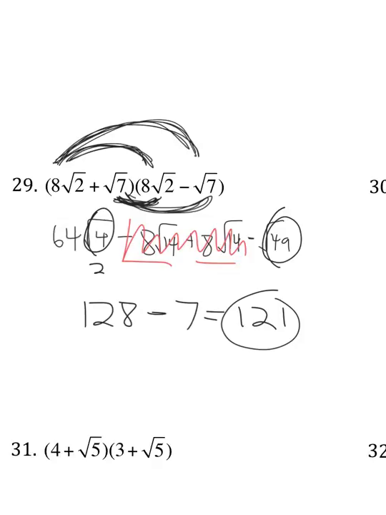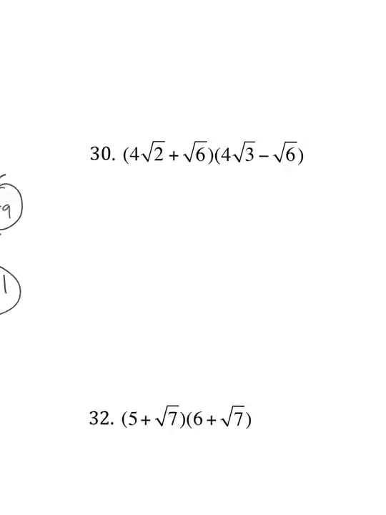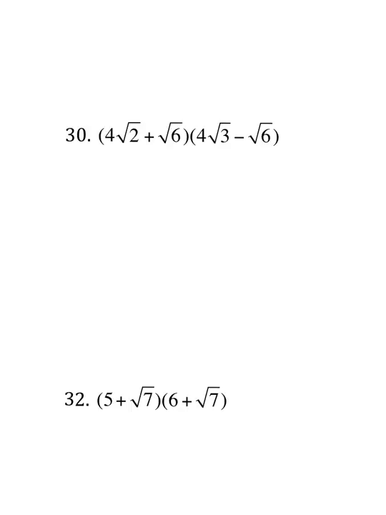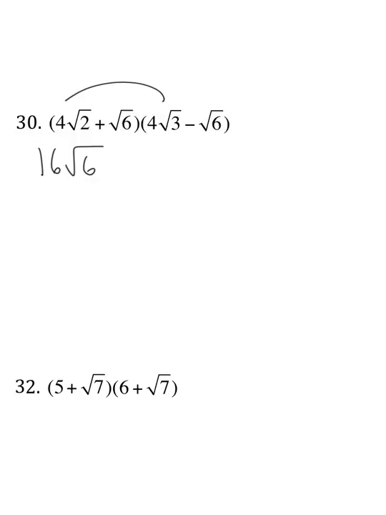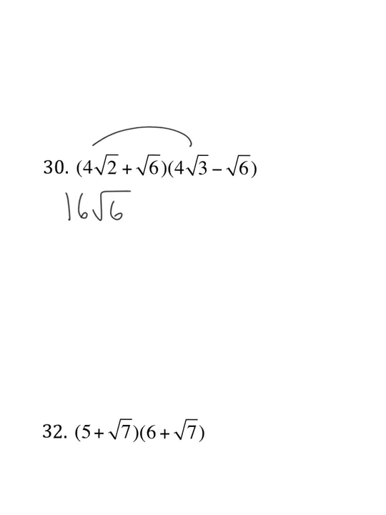30 is similar, so it might be a good challenge to try that on your own, hit pause, and see if we get the same thing. And here we go. 4 root 2 times 4 root 3 gives you 16 root 6. Second rainbow, negative, numbers with numbers, 4, radicals with radicals, 12. Inside, so this guy, you might be doing the box method now too, that's fine, but you get positive 4 square root of 18.